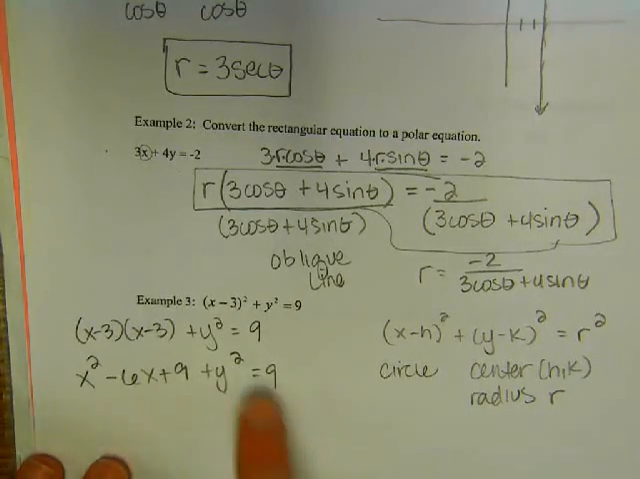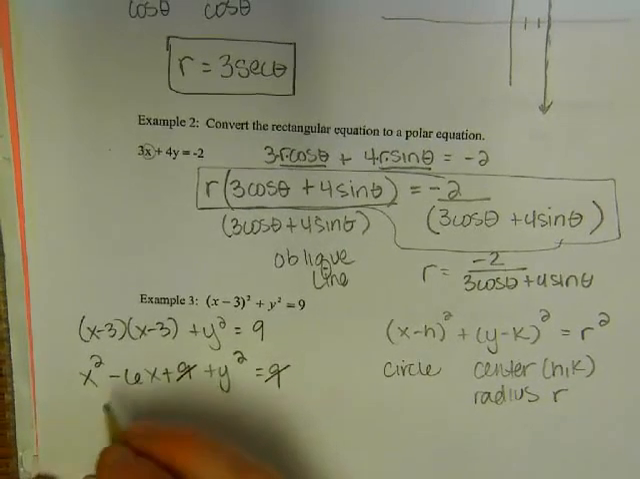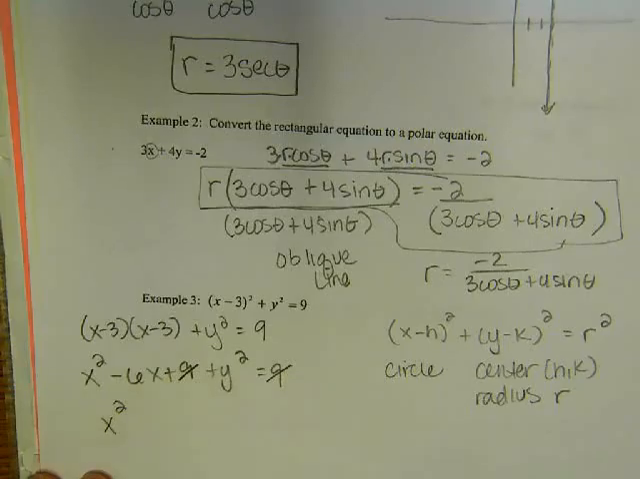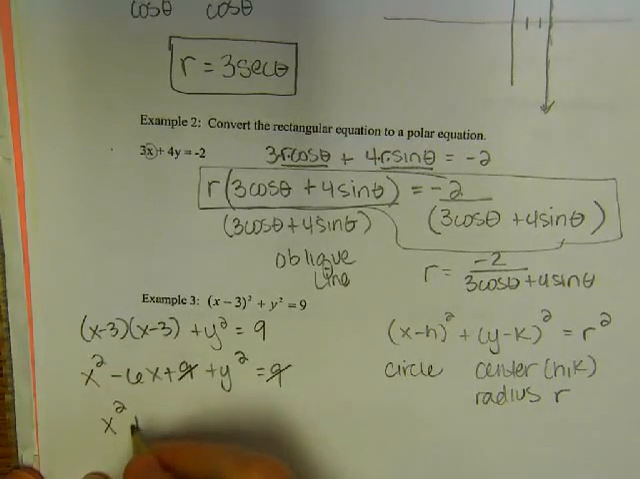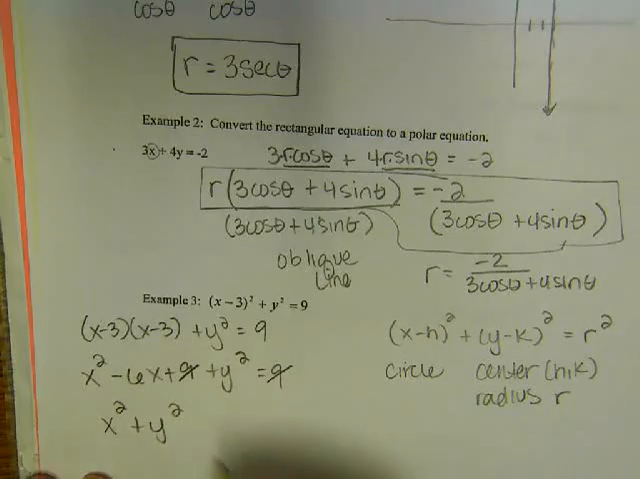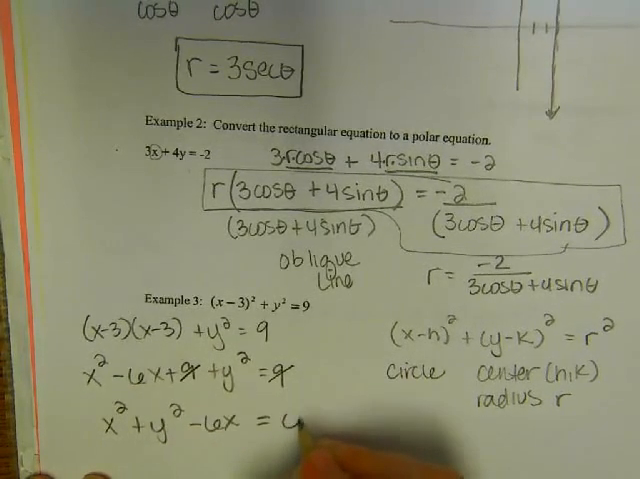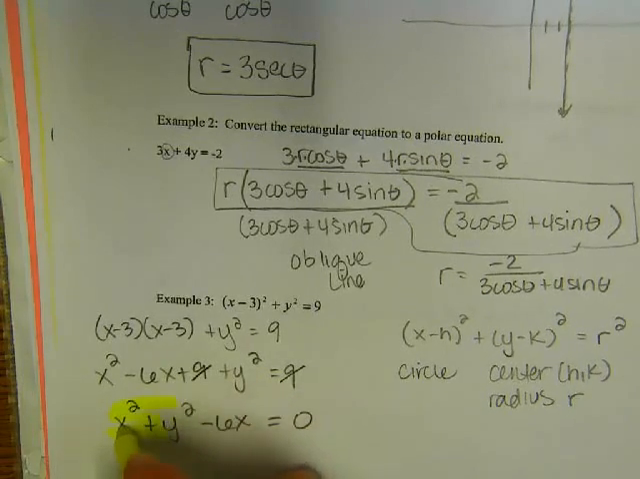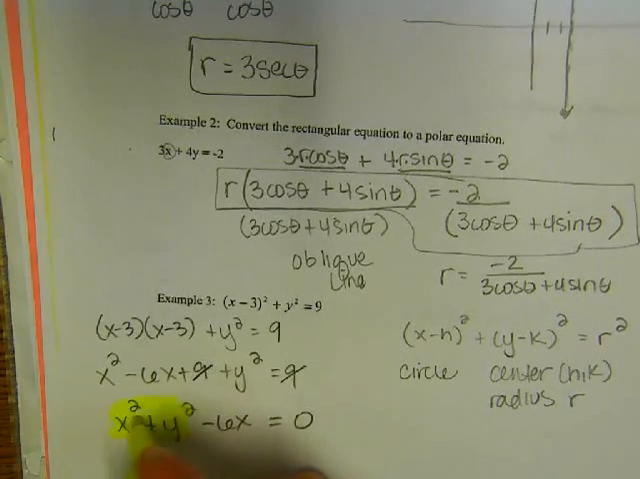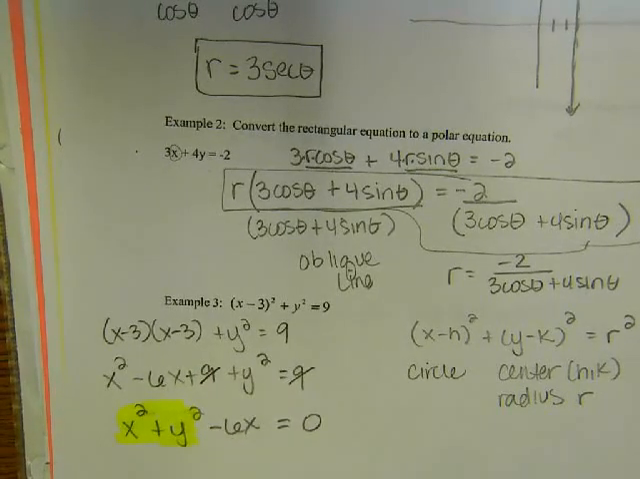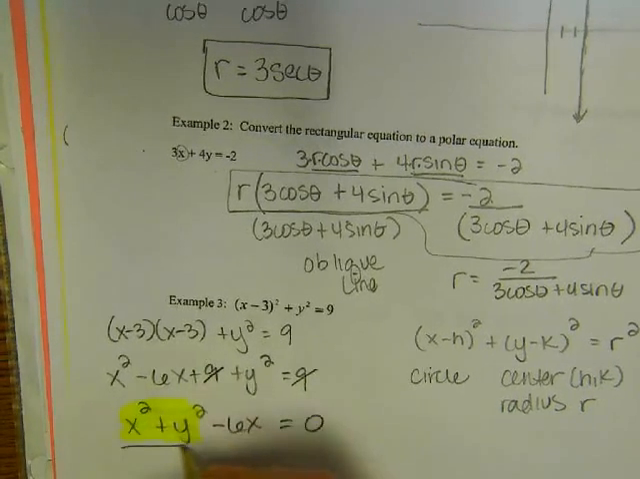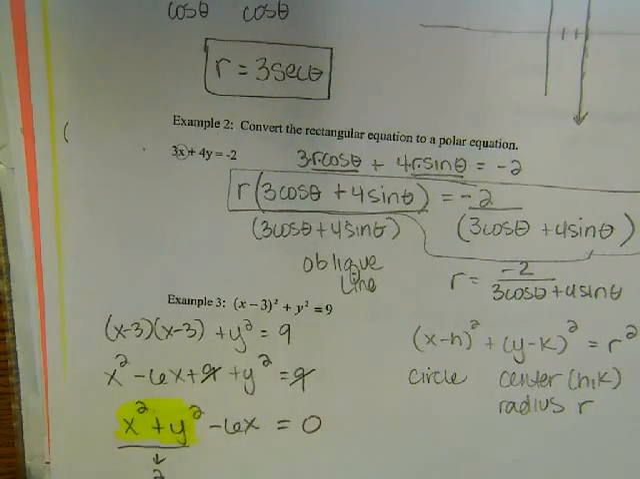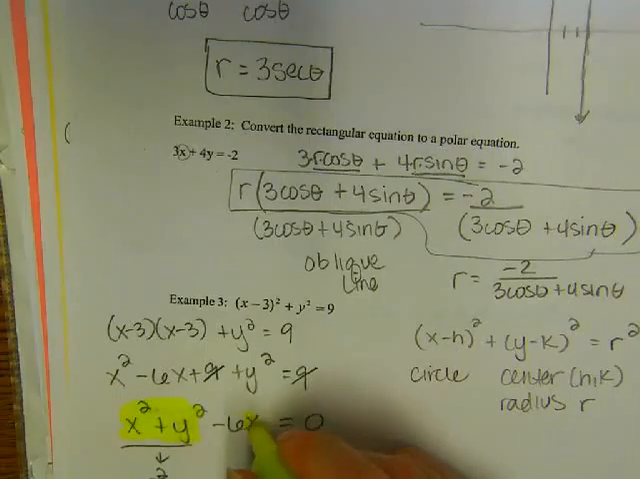Yeah. So now I have x squared. I'm going to rearrange some things here. I'm going to write x squared plus y squared minus 6x equals 0. Okay, so I'm going to break this into two different conversions. First of all, what can I replace x squared plus y squared with? Good. r squared. And then what can I replace the x with? r cosine theta.